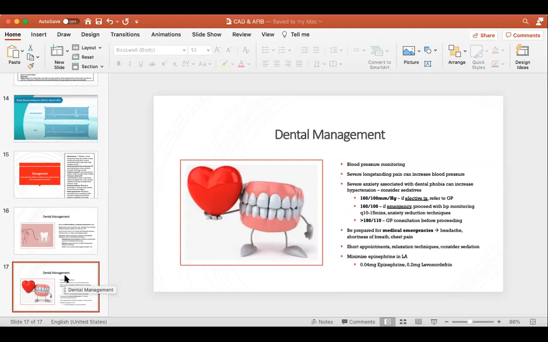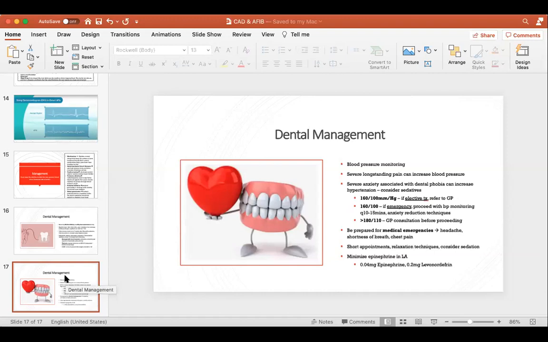In terms of blood pressure monitoring, the current guidelines state that if it's 160 over 100 systolic diastolic or higher, and it's elective treatment, we should refer to GP. But if it's an emergency, and as I said, we know that the pain can increase the blood pressure, we can proceed with blood pressure monitoring every 10 to 15 minutes and anxiety reduction techniques. If, however, it's greater than 180 over 110, then there should be GP consultation before initiating any treatment.